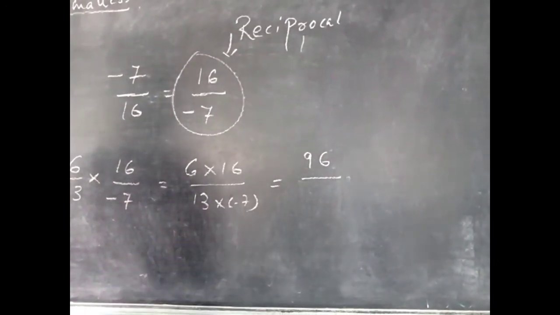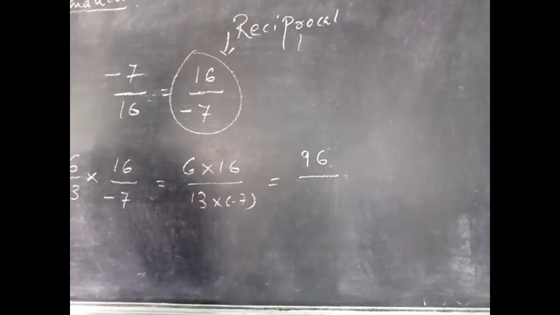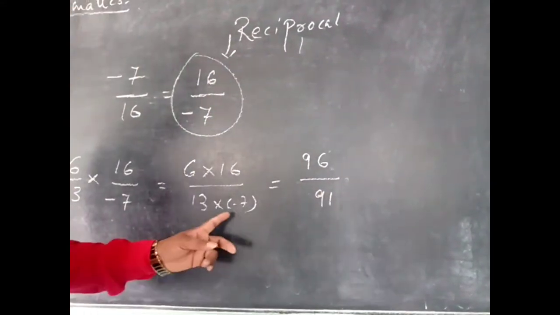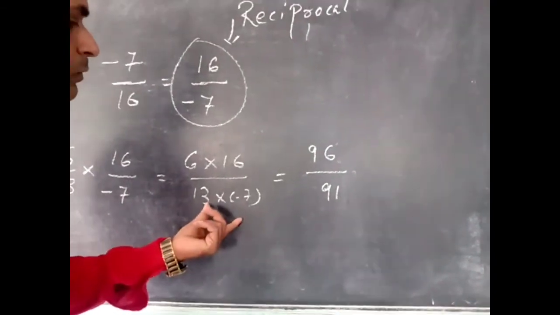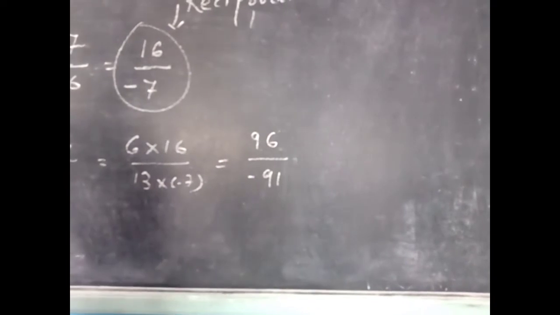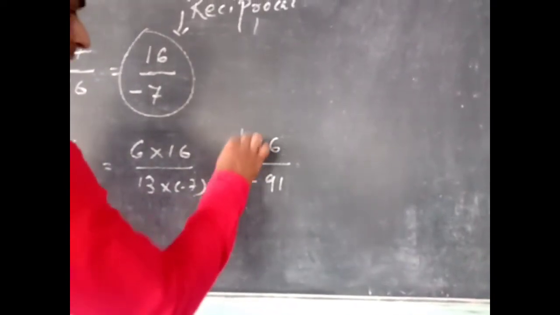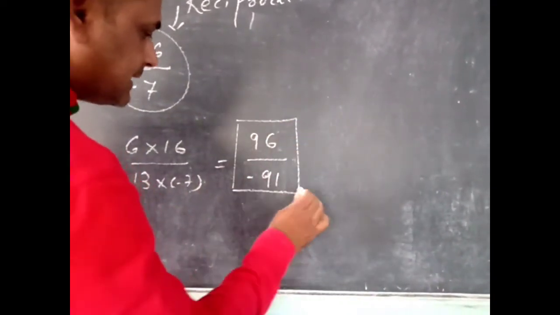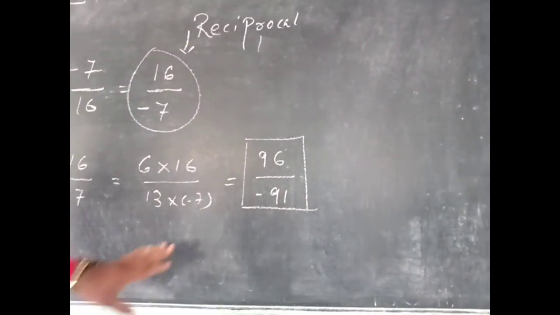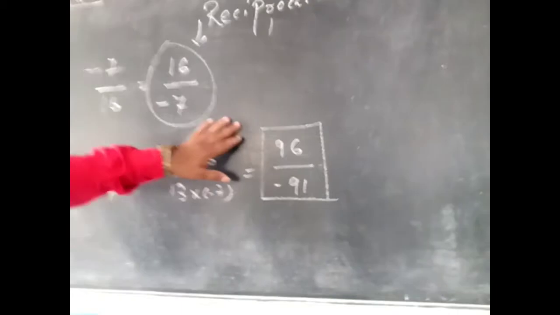Now 13 sevens are, does anybody know? Yes, 91, right? But see here, out of the two, one is minus. So what comes over here? Minus 91. So what answer do we get? 96 upon minus 91. Understood? Sure? Good. Now let's go for the next.